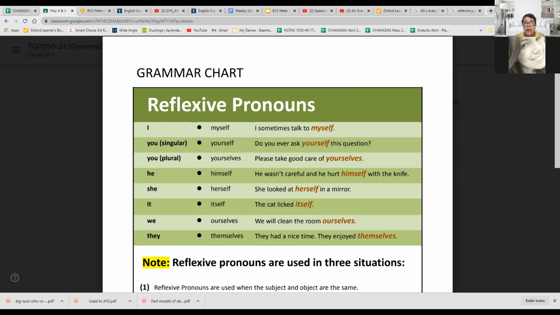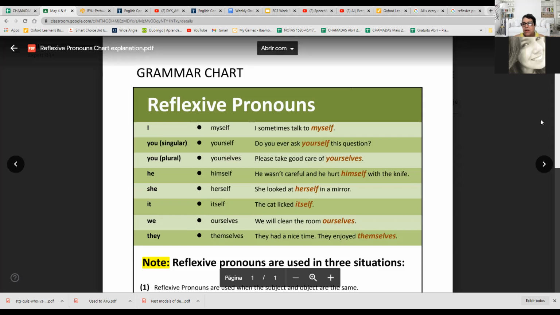Okay. He, himself. He wasn't careful and he hurt himself with the knife. She, herself. She looked at herself in a mirror. It, itself. The cat licked itself. We, ourselves. We will clean the room ourselves. They, themselves. They had a nice time. They enjoyed themselves. Okay. All right, Larissa.